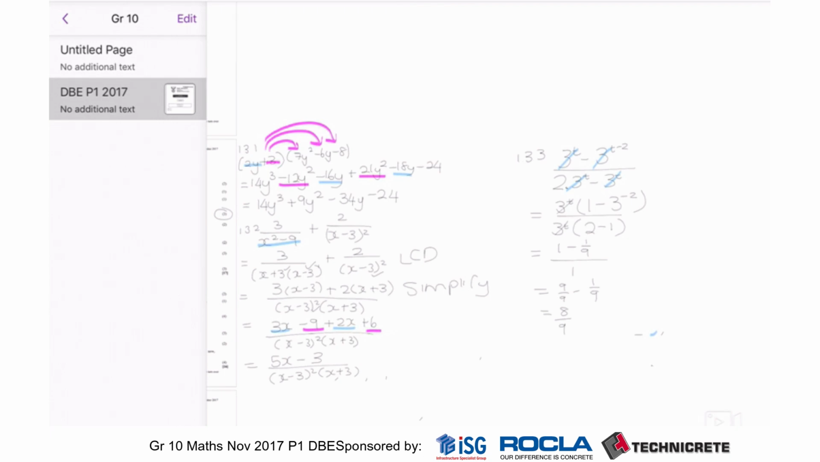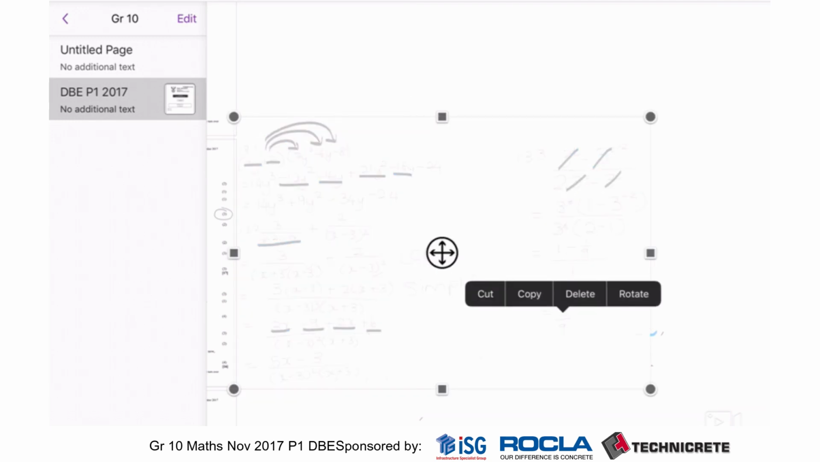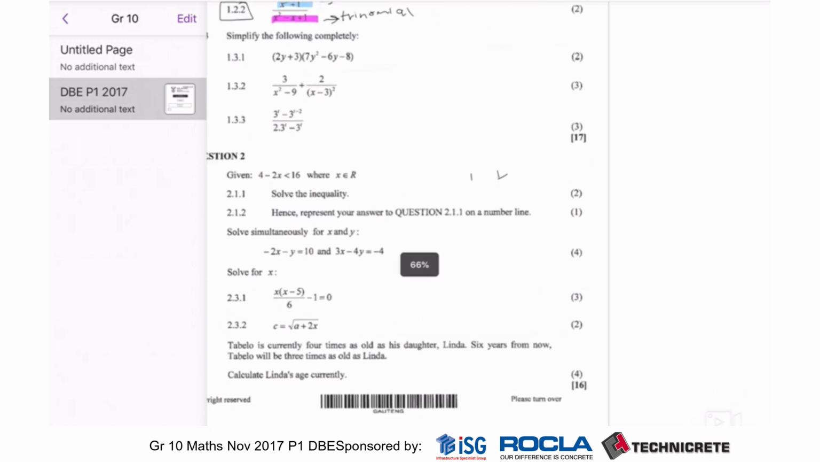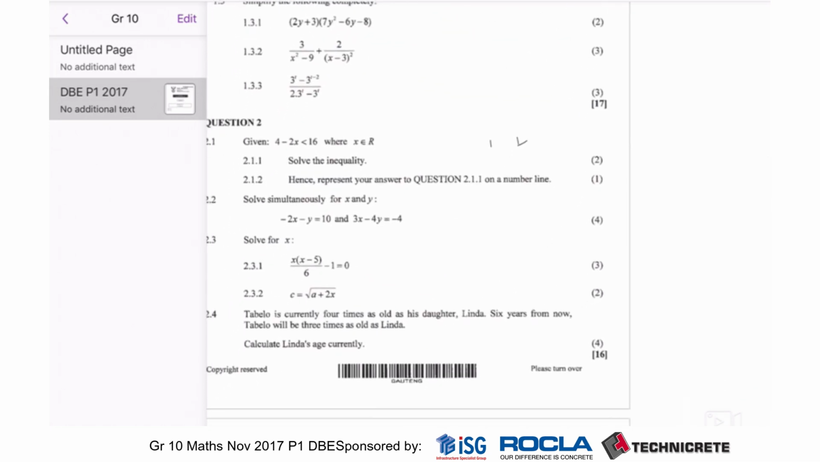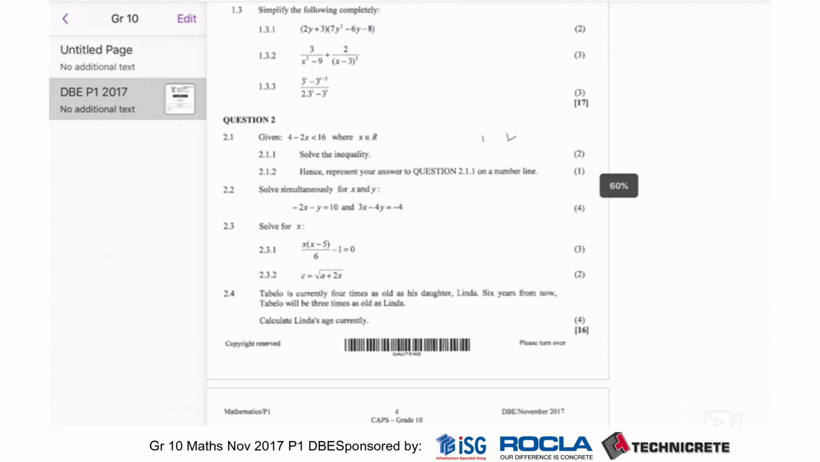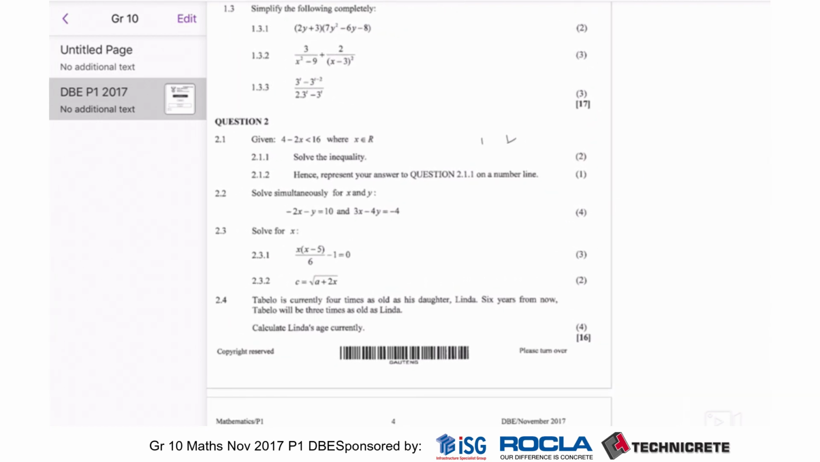Algebra section in paper 1 is where you can score a lot of your marks, and it's not difficult if you just are able to identify and follow the steps. Okay, let's now look at question 2, where we've got an inequality, and generally we also get simultaneous in this section, and a little bit of a problem solving question. Okay, 2.1 says, given 4 minus 2x is less than 16 where x is equal to r, solve the inequalities part 1, part 2 represent on the number line.